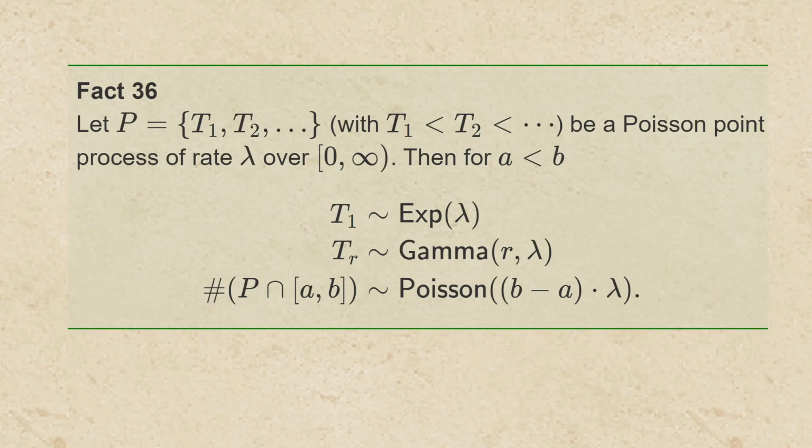Then for any A less than B, the time of the first point, T1, will have an exponential distribution with parameter lambda. The time of the rth point will have a gamma distribution with parameters r and lambda. And the number of points that fall in the interval from A to B inclusive will be Poisson distributed with parameter (B minus A) times lambda.